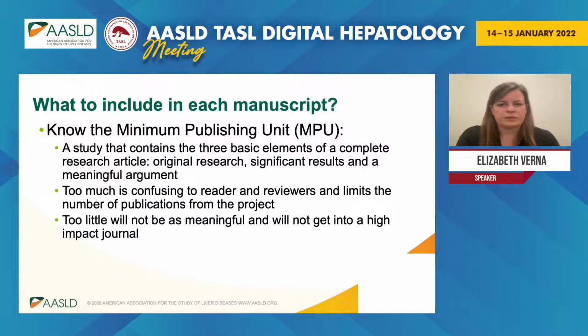And once the project starts, how do you know when to publish and what to include in each individual publication? One project can lead to many publications, or can several projects coherently lead to a single manuscript, which leads to an interesting concept known as the minimum publishing unit, meaning working to identify what is the best amount of information and the right amount of complexity to include in a particular paper. Knowing that too much is confusing to the reader and might limit the number of publications from a particular project, but too little in a specific project might not be as meaningful as a standalone manuscript, and will not lead to a high-impact publication in a high-impact journal.